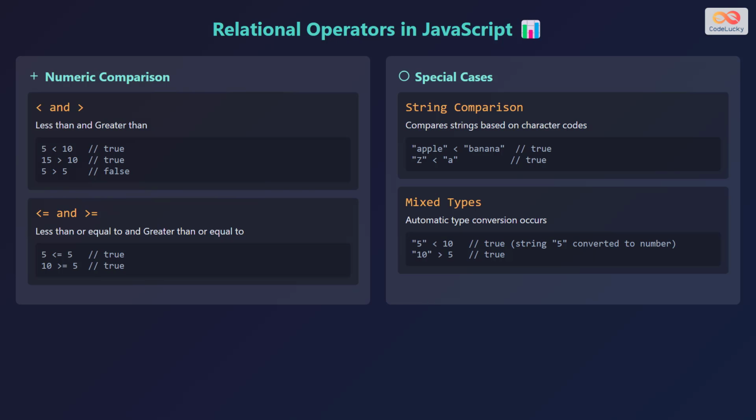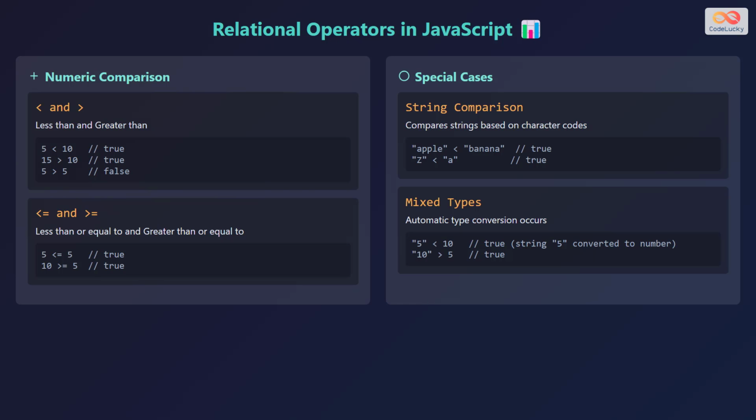Now let's delve into relational operators in JavaScript. Relational operators are used to compare numeric values and determine their relationships. The less than and greater than operators compare if a value is less than or greater than another value. For example, 5 less than 10 returns true, 15 greater than 10 also returns true, and 5 greater than 5 is false. The less than or equal to and greater than or equal to operators check if a value is less than or equal to, or greater than or equal to another value.